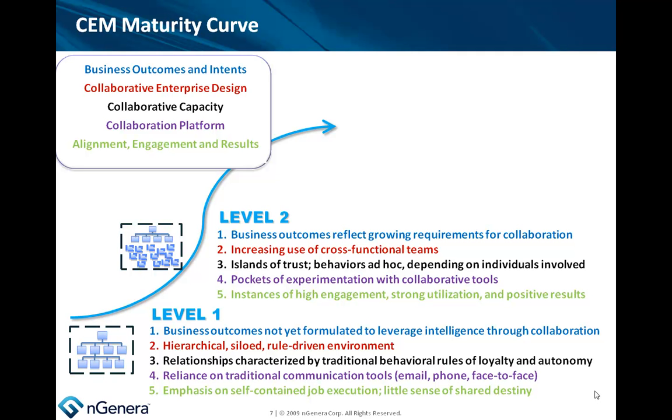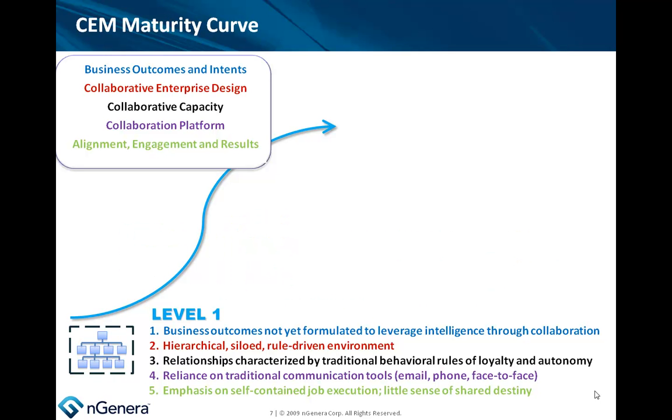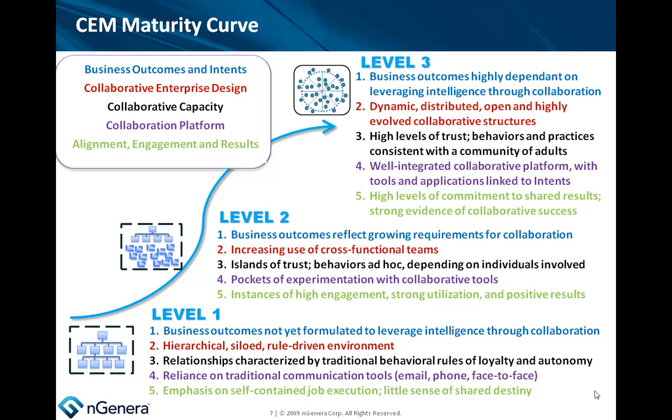But what you want to try to achieve or aspire to is level 3, where an organization's business outcomes are very dependent on leveraging intelligence through collaboration. A dynamic, distributed, open, highly evolved, collaborative structure within your organization, high levels of trust, a community of adults, a well-integrated collaborative platform, and high levels of commitment to shared results.